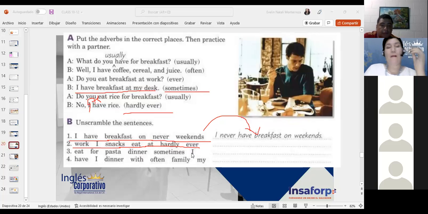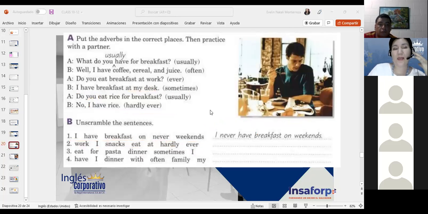I often have dinner with my family. Now, based on these examples, can you give me one original example about you? ¿Pueden crear un ejemplo acerca de ustedes usando un adverb of frequency? And here you have, go ahead, Mr.